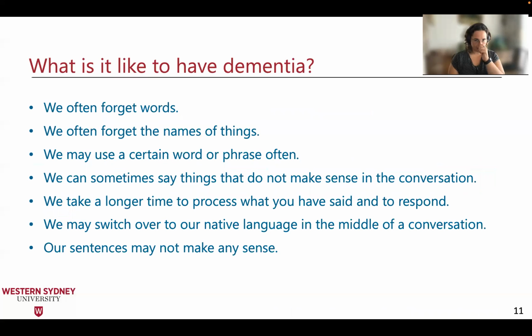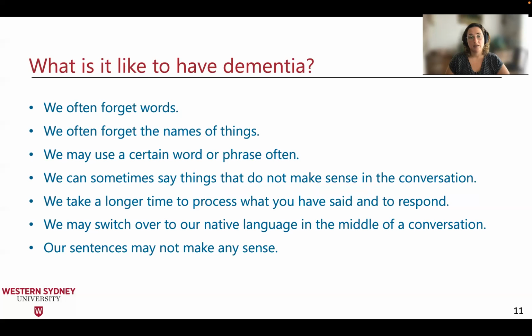What's it like to have this dementia? So people often may forget words. They often forget the names of things. They may use a certain word or phrase often in compensation. They can sometimes say things that do not make sense in the conversation. So it may start out fine and then all of a sudden it goes into a completely different area, or the actual sentence does not make grammatical sense.